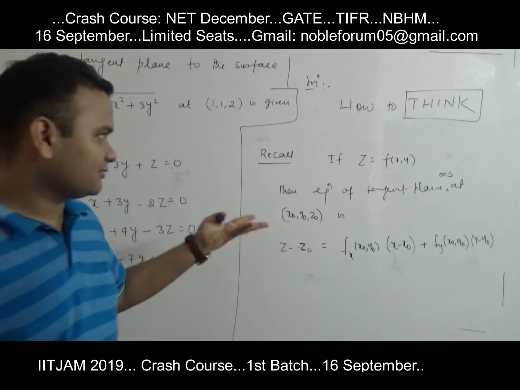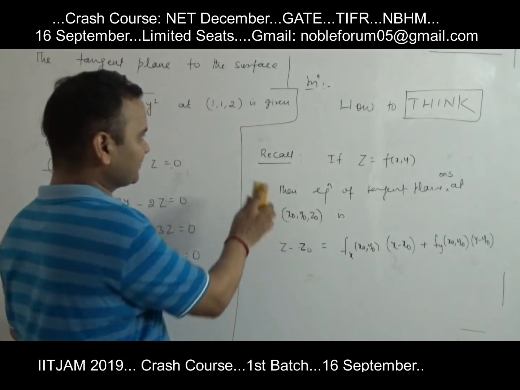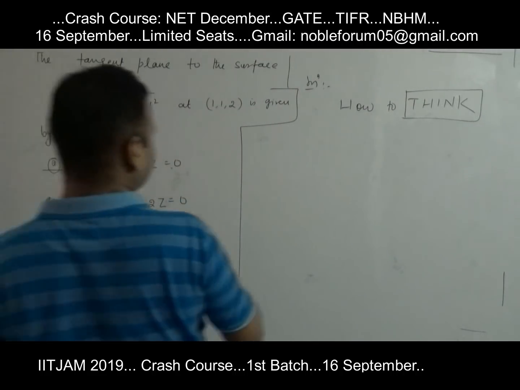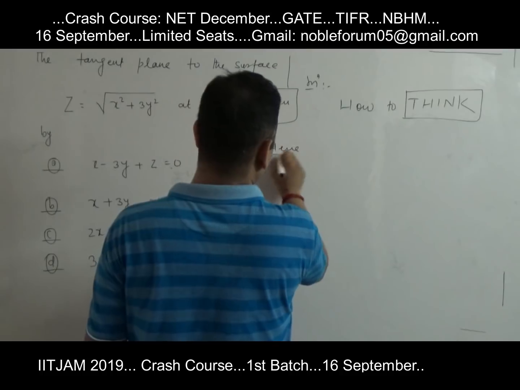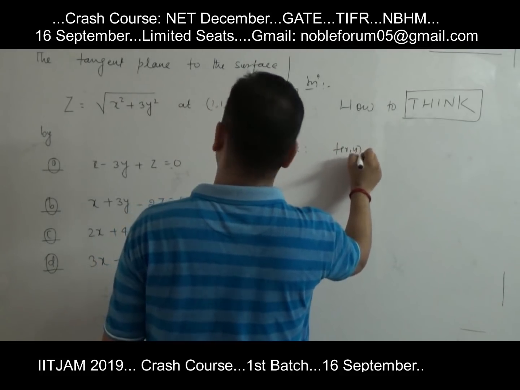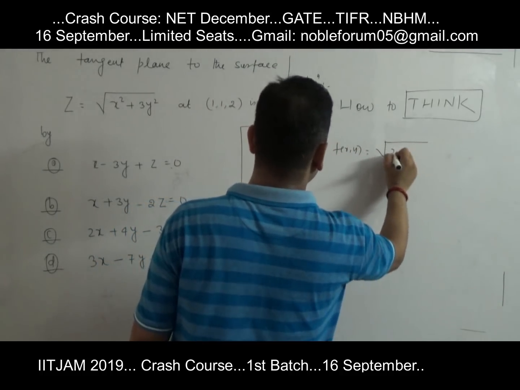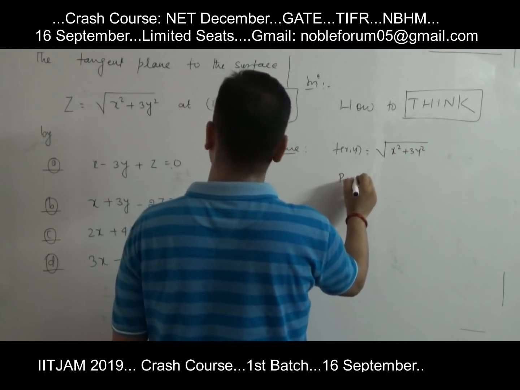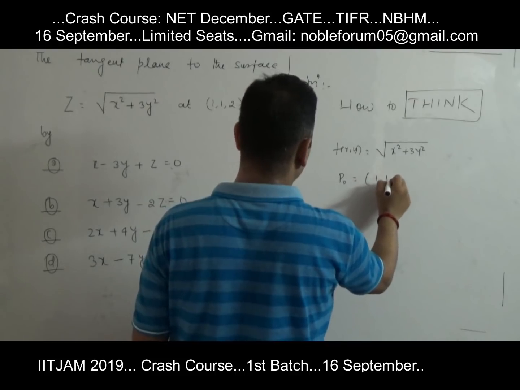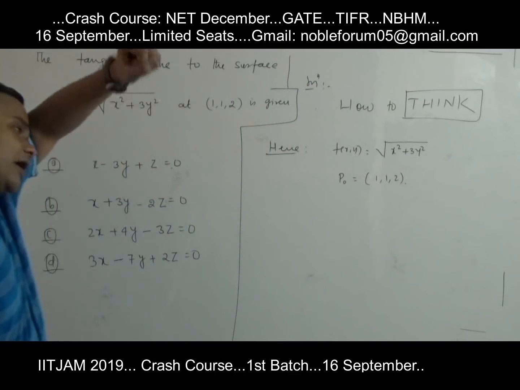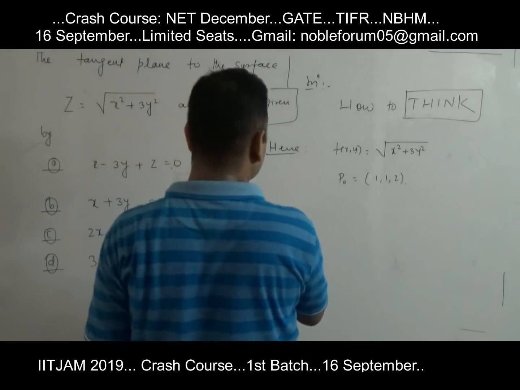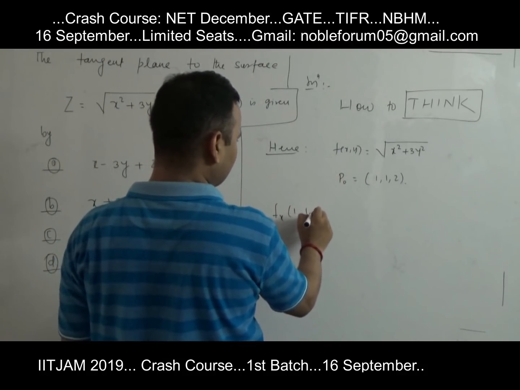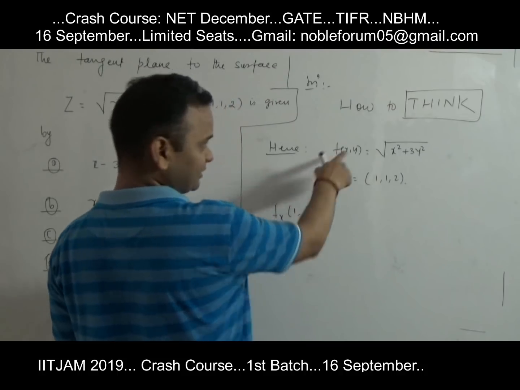Now the thing is very simple. Now write that equation, right? So using this, what is here? Here f(x,y) is root over x square plus 3y square, right? And what is my point P naught? P naught is nothing but (1, 1, 2). So this is your point. So the partial derivative at (1, 1) is the partial derivative at this point.